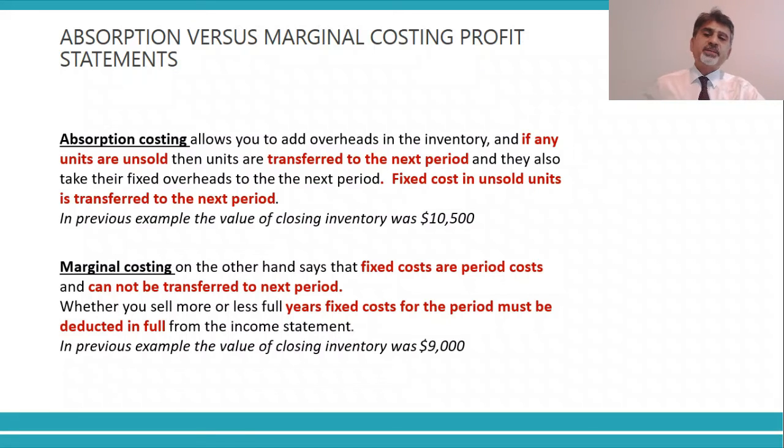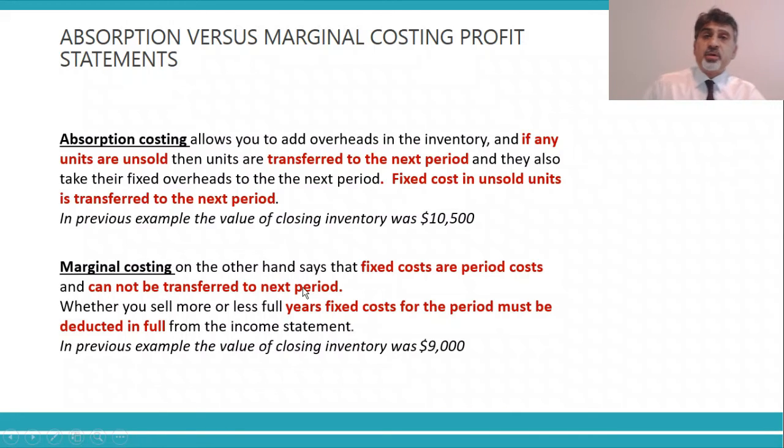So where do we use absorption costing and marginal costing? Absorption costing you use for your financial statement preparation. When you make your income statement under IFRS, you use the absorption costing method. Marginal costing method I use for my internal reporting. Because my manager, my boss, my owner will not allow me to transfer fixed cost to the next period. Absorption costing says that if you did not sell the goods, don't charge fixed cost, let them transfer to the next year, don't show them in the income statement.